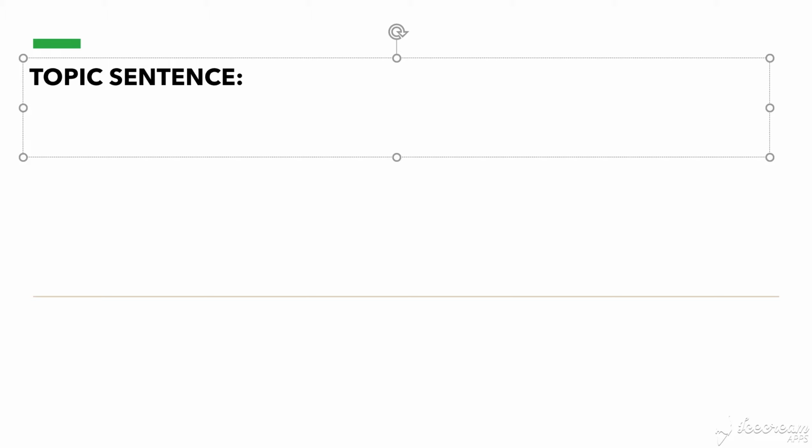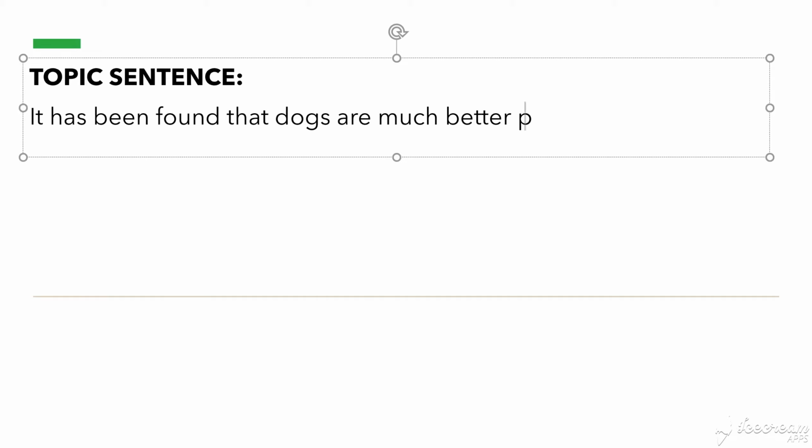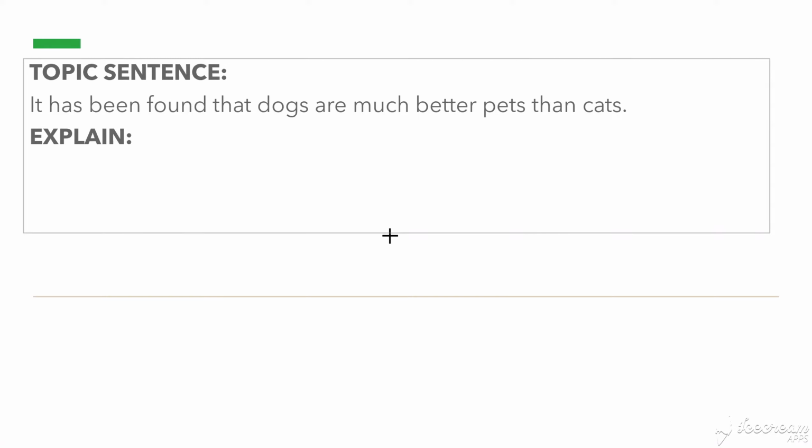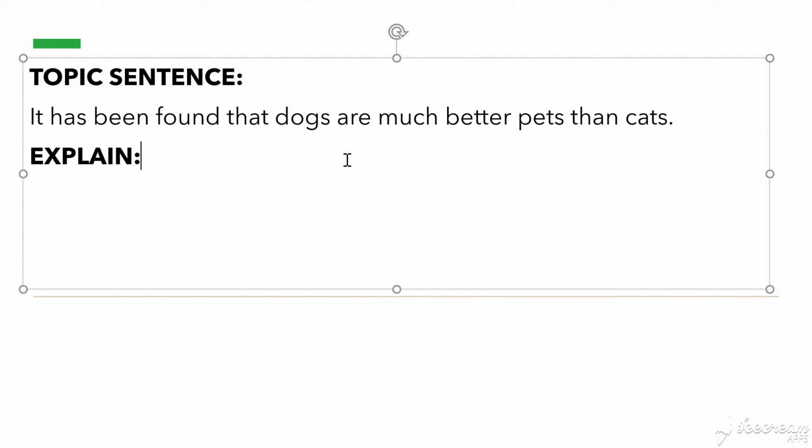So let's just do something really easy. It has been found that dogs are much better pets than cats, okay? Now I've proven that. So then what I want to do in my work is explain my position. What am I actually going to be talking about in this paragraph? So this is my voice. This is my interpretation of the data.